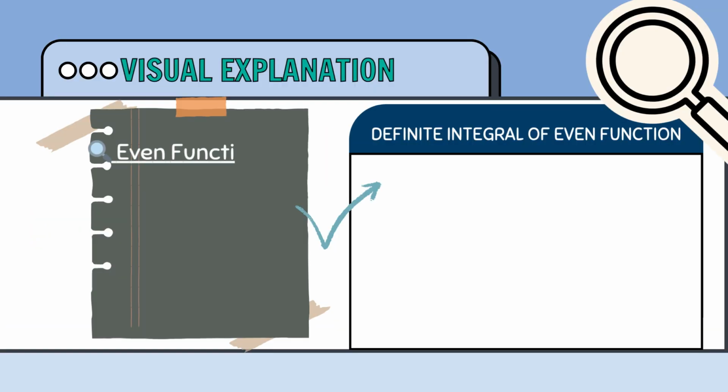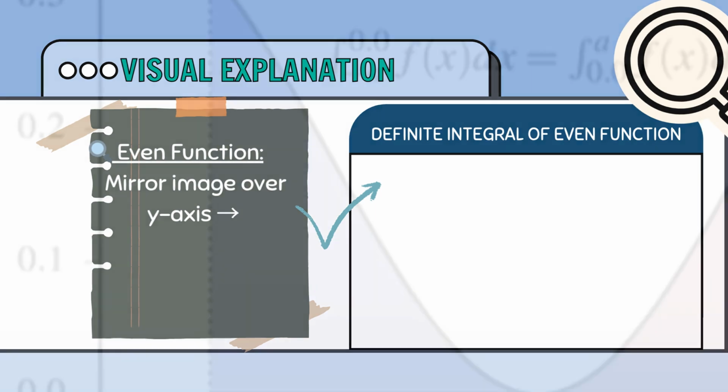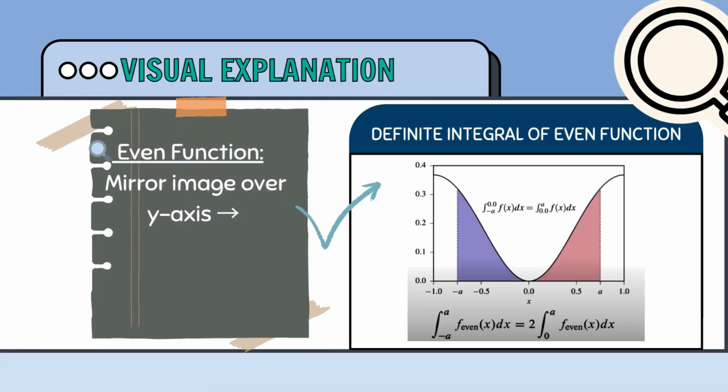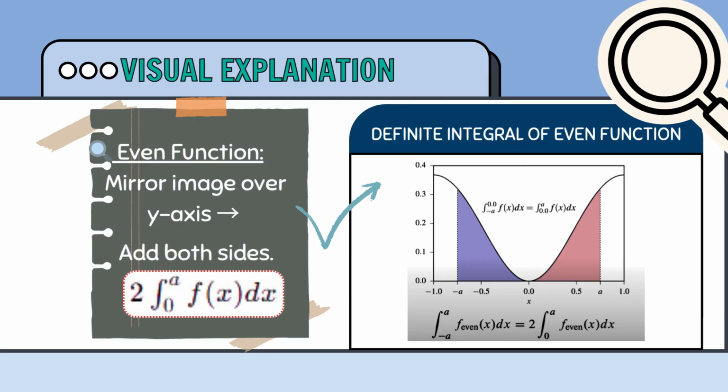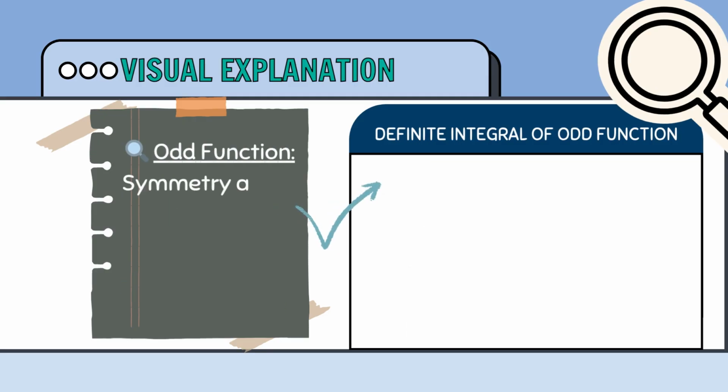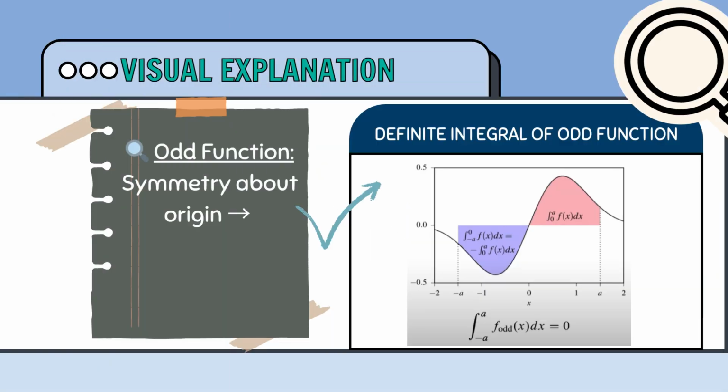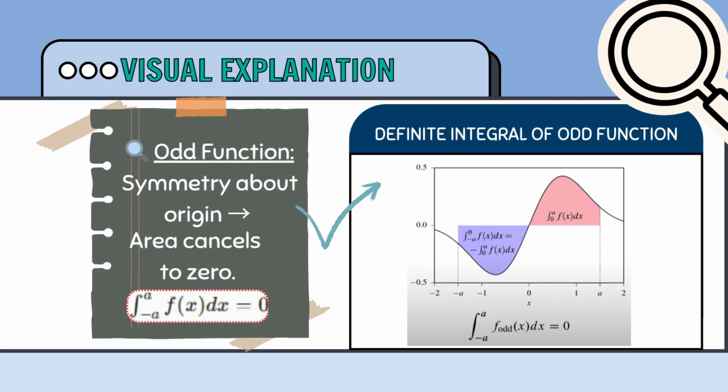An even function is symmetric about the y-axis. The left and right sides are mirror images. So when we integrate, we add both sides together. An odd function has symmetry about the origin. The left and right areas are equal but opposite. So when we integrate, the areas cancel each other out and the result is 0.